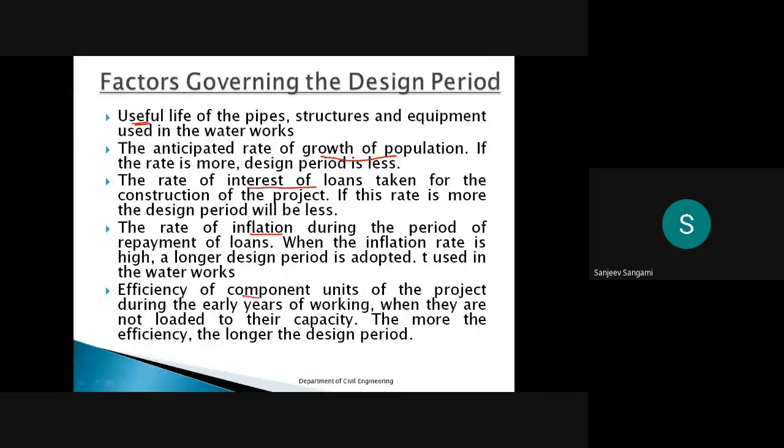Then the efficiency of the components. For example, pumping systems: if you are installing pumping systems and the pump lasts only 5 years instead of 10 years, then the efficiency of the total project work is going to be reduced. That we have to consider. So these are the main important factors: first the life of the components, then the population, then the interest on the loans, then the rate of inflation, then the efficiency of the components, and the construction materials. That also we have to consider.